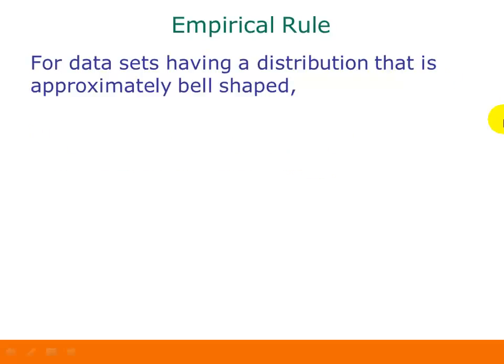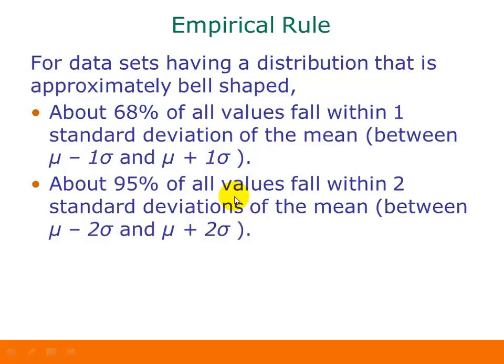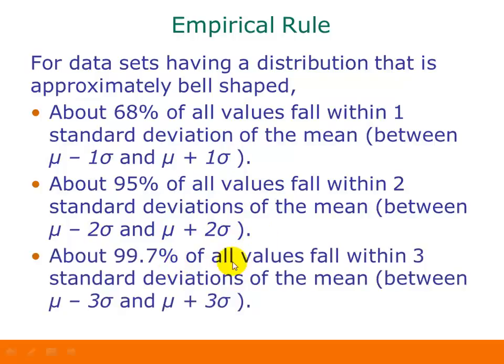The empirical rule says that for data sets having a distribution that's approximately bell-shaped, about 68% of all the data values fall within one standard deviation of the mean, so between the mean minus one standard deviation and the mean plus one standard deviation. About 95% of all the data values fall within two standard deviations of the mean, so between the mean minus 2 times the standard deviation and the mean plus 2 times the standard deviation. About 99.7% of all the data values fall within 3 standard deviations of the mean.